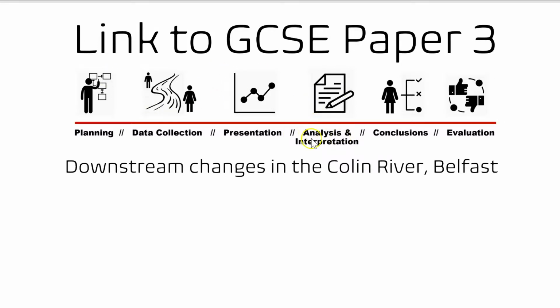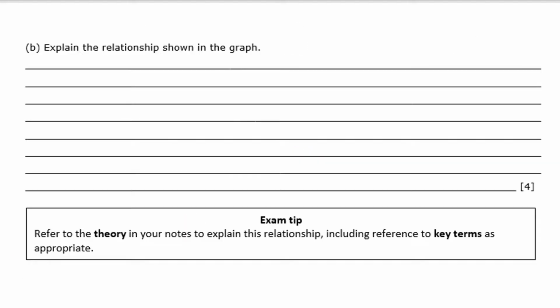So we've done the analysis, we're describing what the graph shows. Next up, it's time to move on to our interpretation. Why is it doing what it's doing? So let's have a look at the question. Again, what you need to be doing is circling the command phrase. In this case, it's explain.